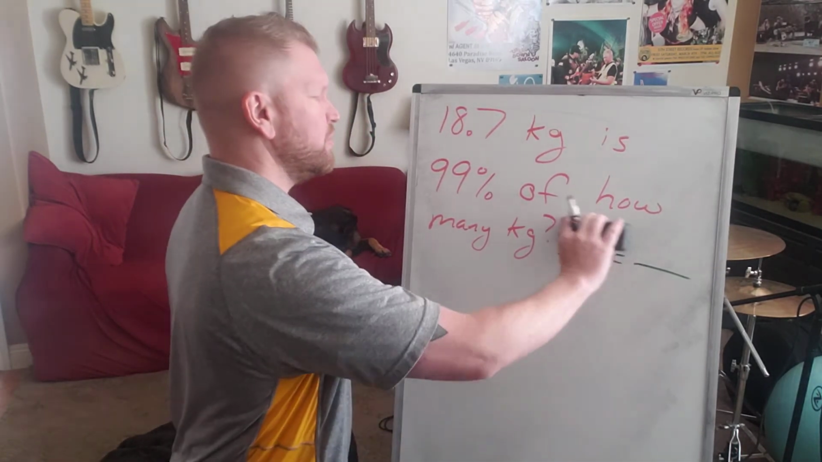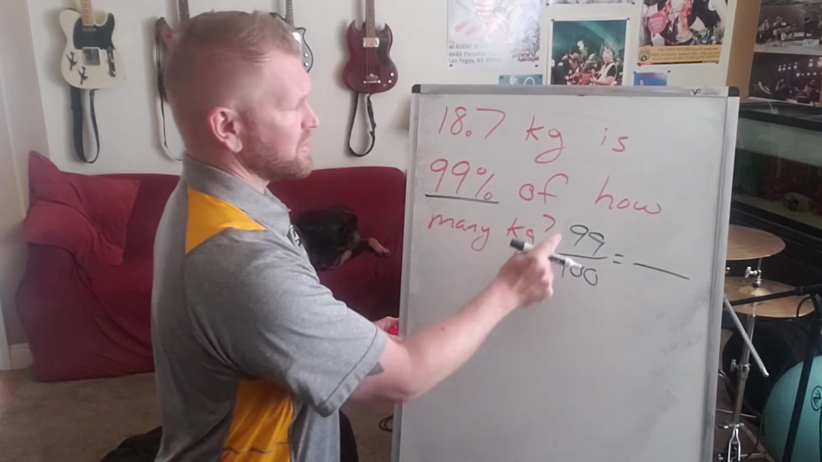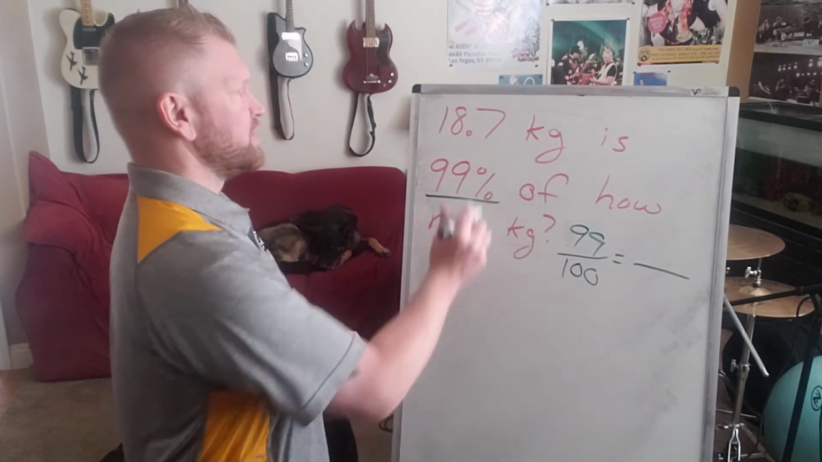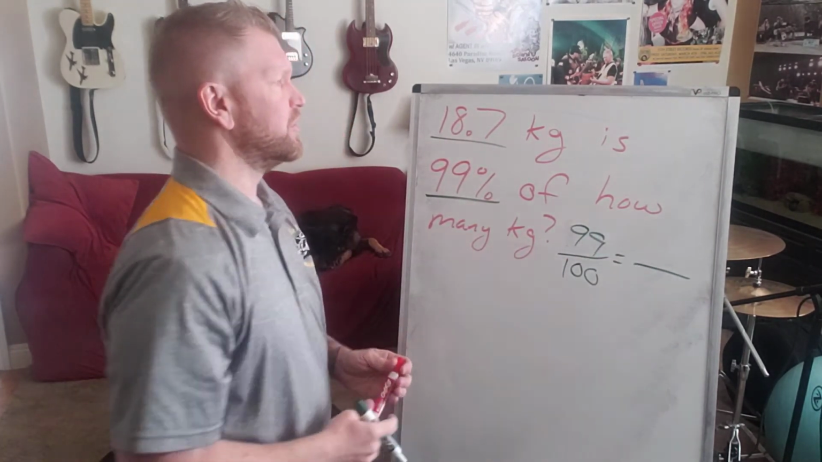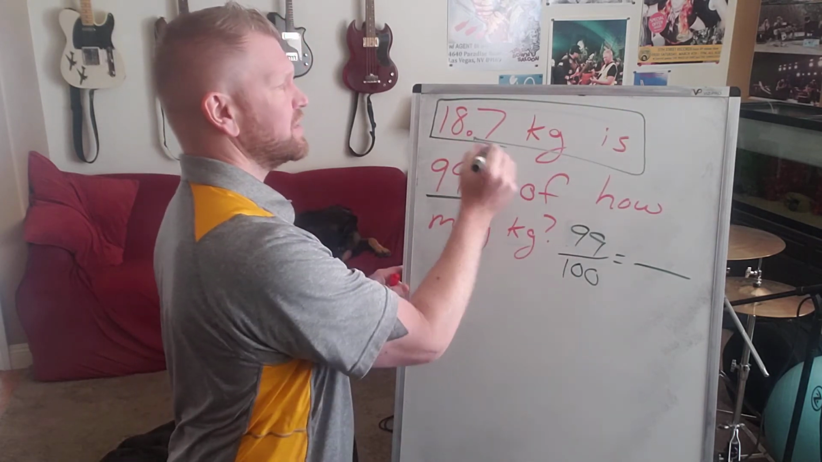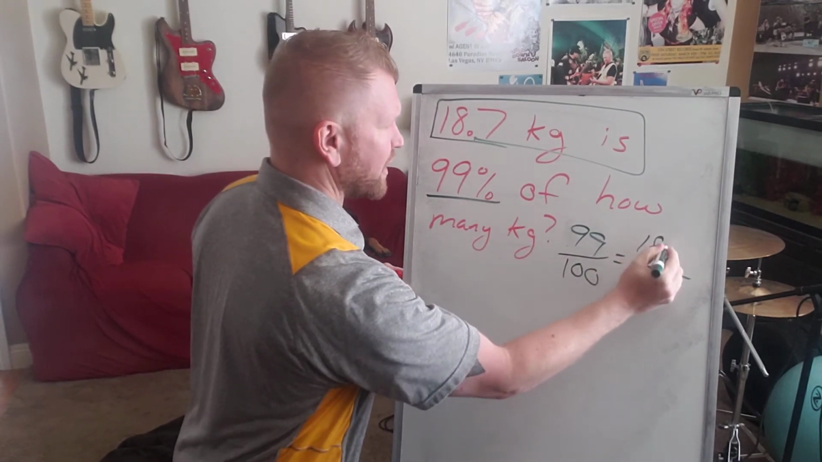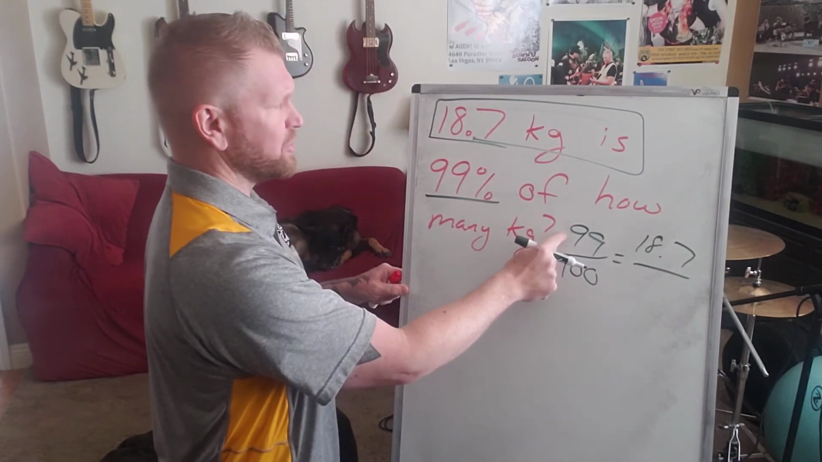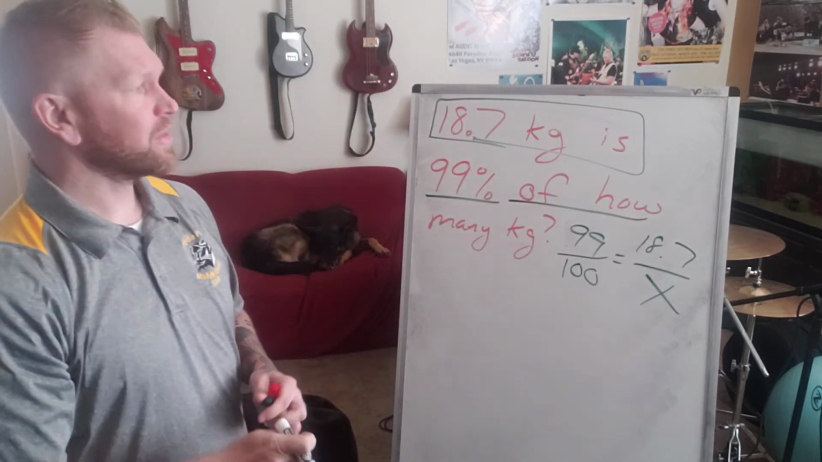In this one, I do know the percent. The percent is 99. So 99% means 99 out of 100. Now is this number here going to be the is, the numerator, or the of, the denominator? So it says this many kilograms is, it's the is number, out of something else. So that number is 99% of what? Of we don't know. Let's put an X.